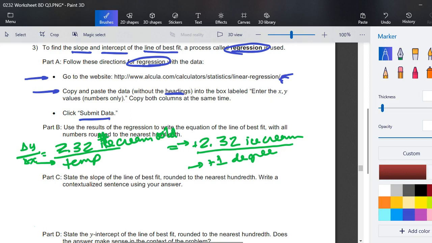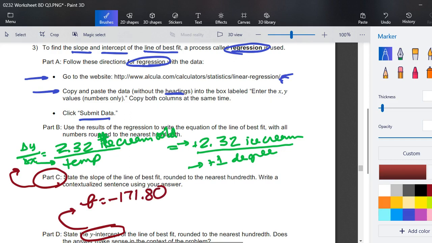Part C, state the slope in the line of best fit, rounded to the nearest hundredth, and oh, that was just it. Sorry. Round to the nearest hundredth. I'm sorry. This was part C. I just answered it. Part D, state the y-intercept of the line of best fit. So the y-intercept, the B, was about -171 and 80 hundredths. And it says, what is it? Well, that's it. Does the answer make sense in the context of the problem?